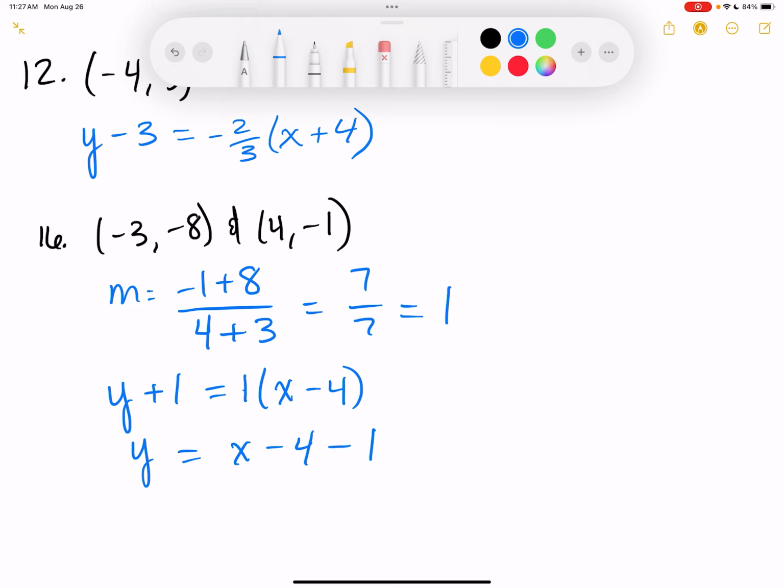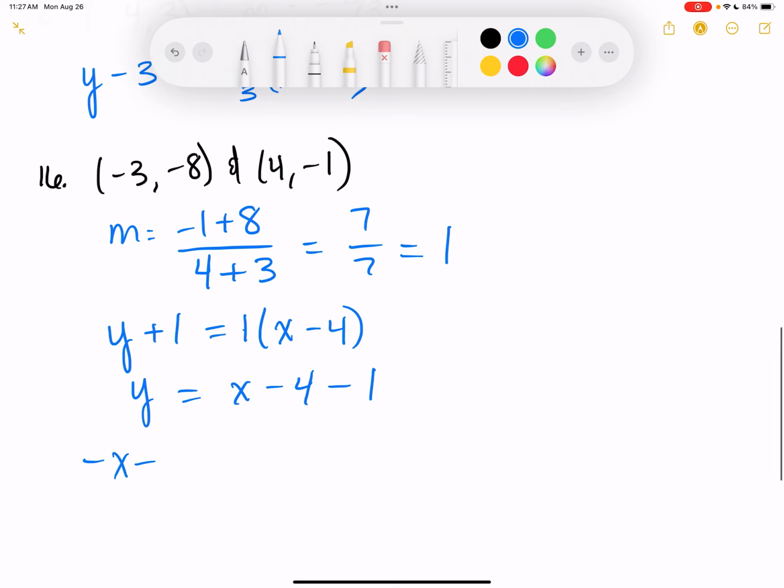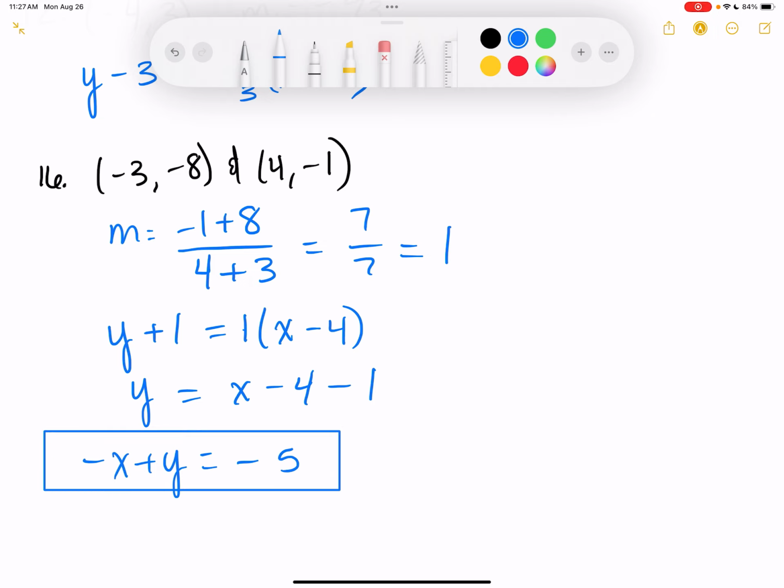I moved the 1 over. And then I need to move the x term to the left and combine the numbers on the right side. So I'm going to get -x plus y equals -5, and that would be in general form or standard form. Means the same thing.